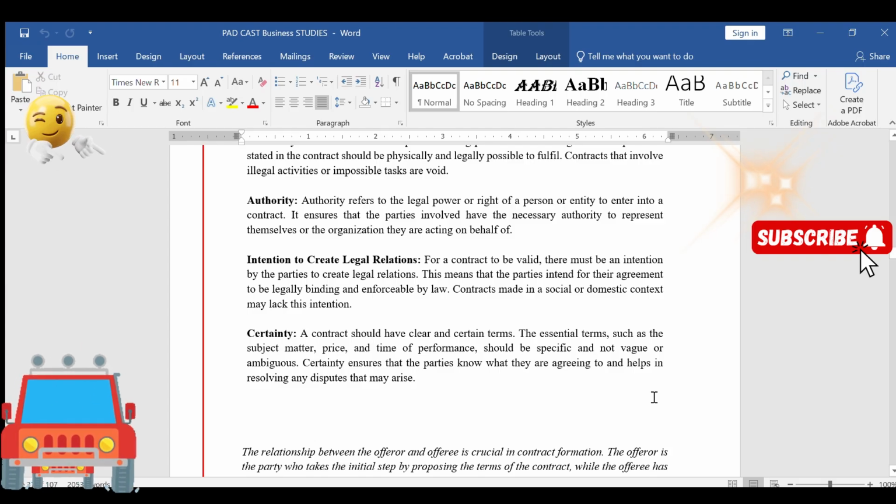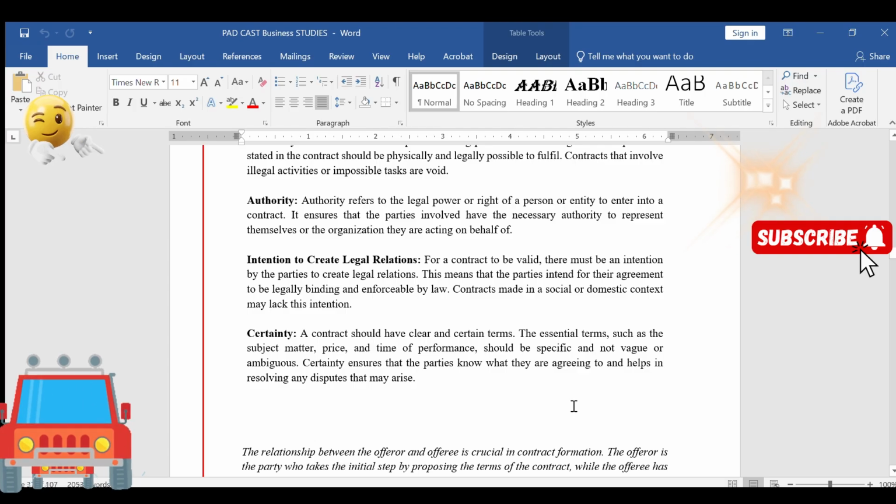Intention to create legal relations. For a contract to be valid, there must be an intention by the parties to create legal relations. This means that the parties involved intend for their agreement to be legally binding and enforceable by law. Contracts made in a social or domestic context may lack this intention.